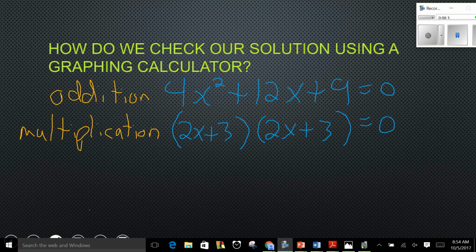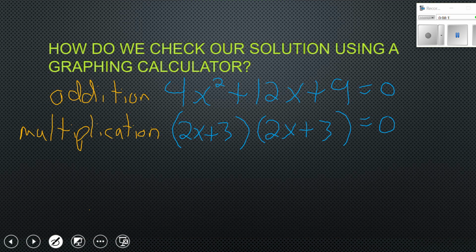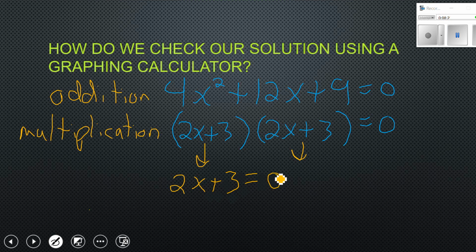So remember, our last step here is to take our factors and set them equal to 0. So in this case, I have a repeated factor. So I only need to do this one time. If they were unique and different from one another, then we would have to do this twice. But in this case, we just do this process once. So we take our factor, set it equal to 0, because remember, it's a zero product property. A times B equals 0.